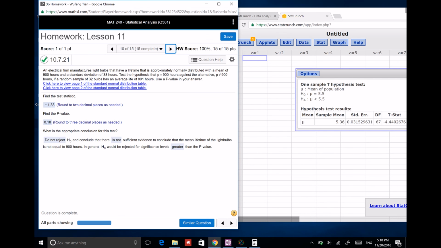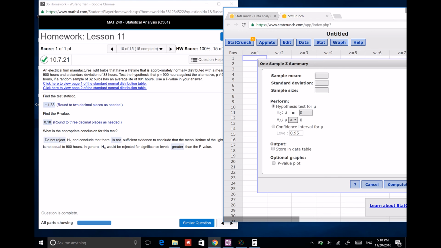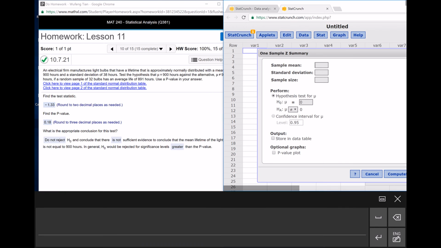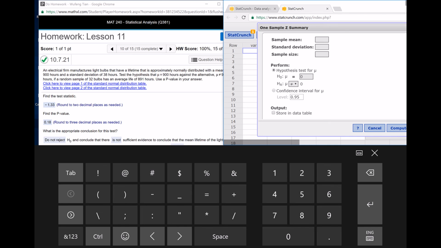Okay, number 10, you don't have to find a critical value, just use StatCrunch. It's T distribution, standard normal distribution, Z-score. So Z with summary. What you need to do, you type in all of them. First one is mu equals 900. Standard deviation is 32.